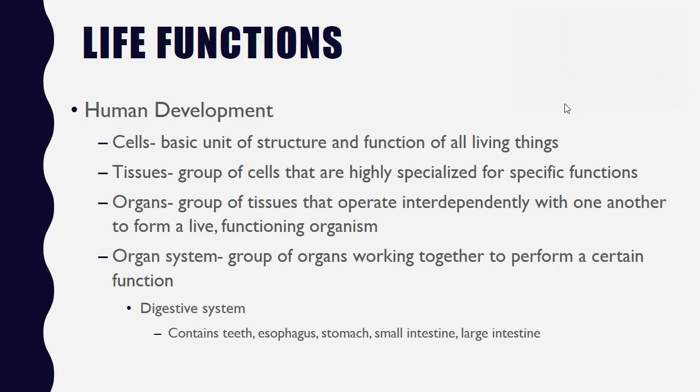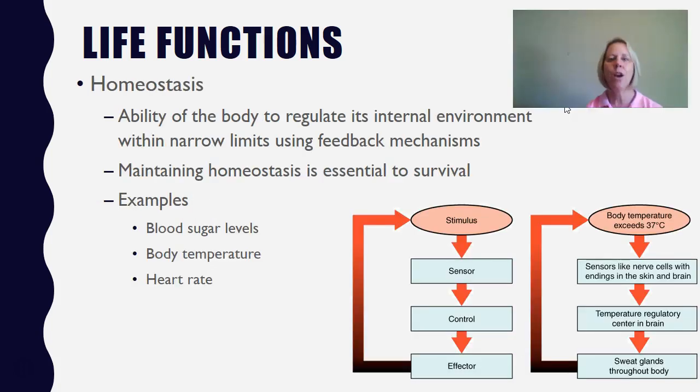Tissues are a group of cells that have a type of function and also have a common origin in the embryo. Organs are groups of tissues that operate together, or what we call interdependently with each other. A good example of an organ system would be the digestive system, and one organ in that system would be the stomach. Homeostasis is the ability of the body to regulate its internal environment.